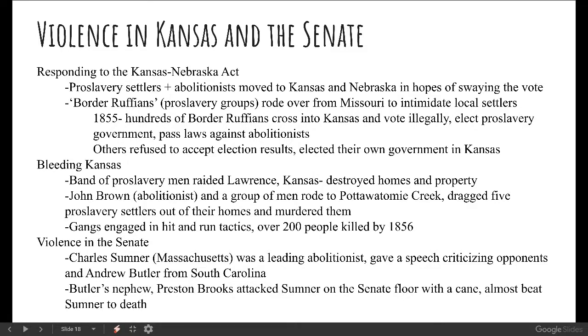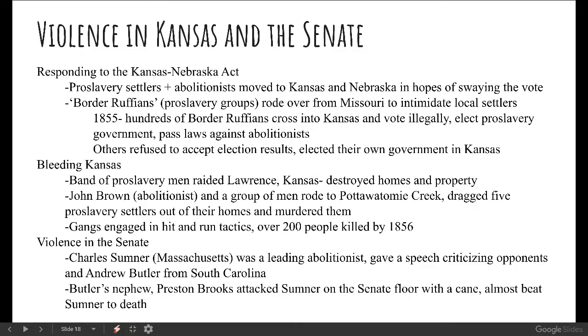We also get a group called border ruffians. These are going to be the pro-slavery groups. They ride over the Missouri border into Kansas and Nebraska to intimidate local settlers. And in 1855, hundreds of border ruffians crossed into Kansas and voted illegally in favor of slavery. So they elect a pro-slavery government and pass laws against the abolitionists.